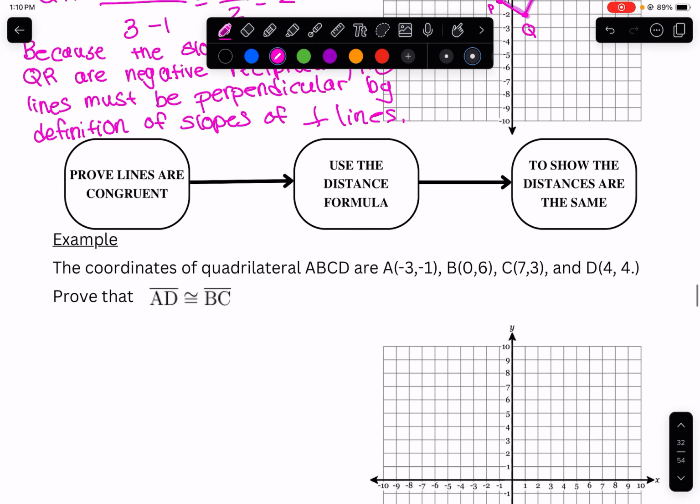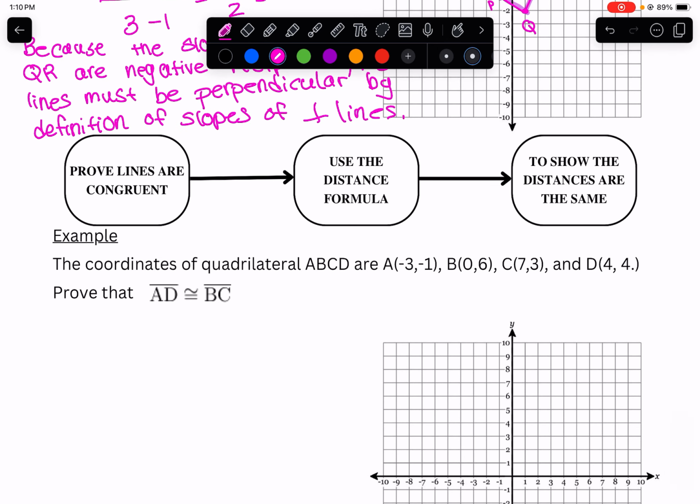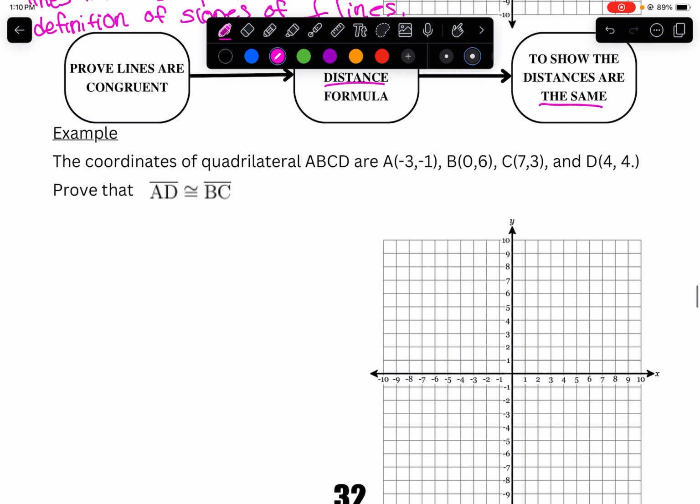Now, if you're trying to prove that two sides are congruent, you're going to use the distance formula to show that the distances are the same. So, for example, here, the coordinates of quadrilateral ABCD, and we want to prove that AD is congruent to BC. So let's first plot our points. We have -3, -1 for A, 0, 6 for B, 7, 3 for C, and 4, 4 for D.